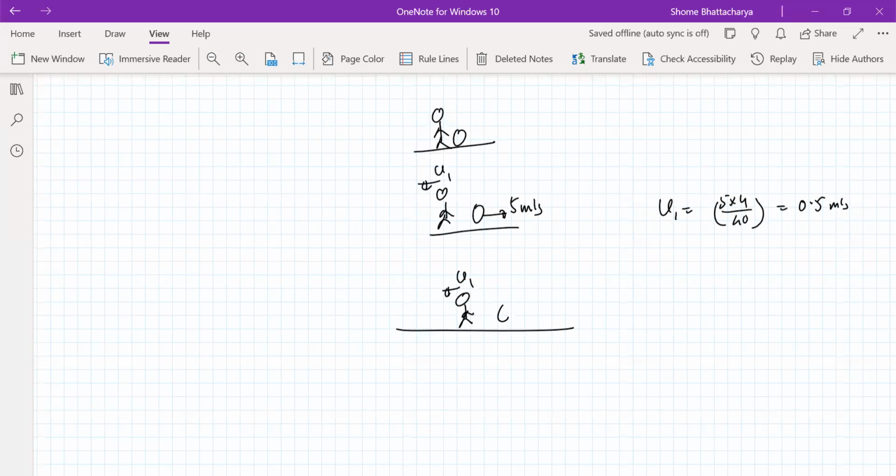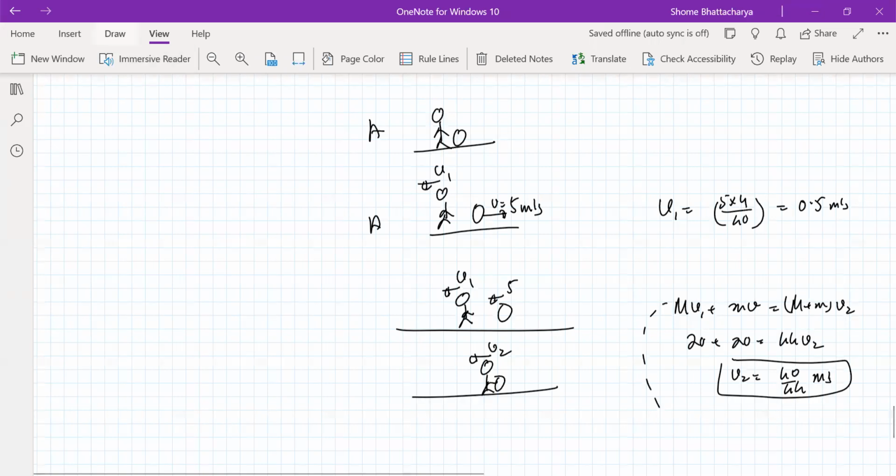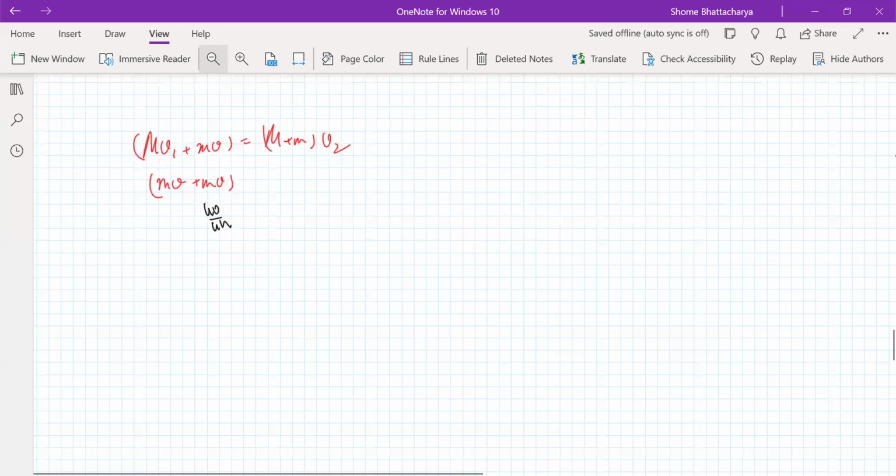So he's going at V1, the ball is coming back at 5. So A plus the ball have a common velocity V2. Capital M V1 plus small m into V becomes capital M plus small m into V2. So 20 plus 20 becomes 44 V2, so V2 is 40/44. But if we think of it like this, what is the change in momentum? I think we have to understand it in terms of impulse. That is the easier way.